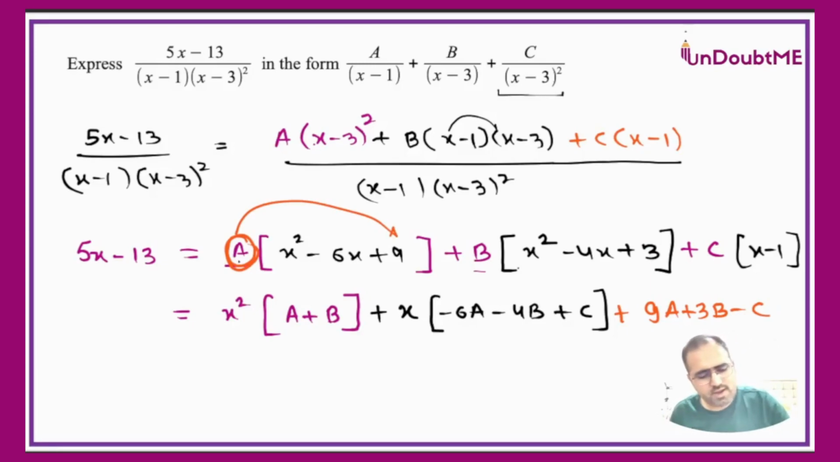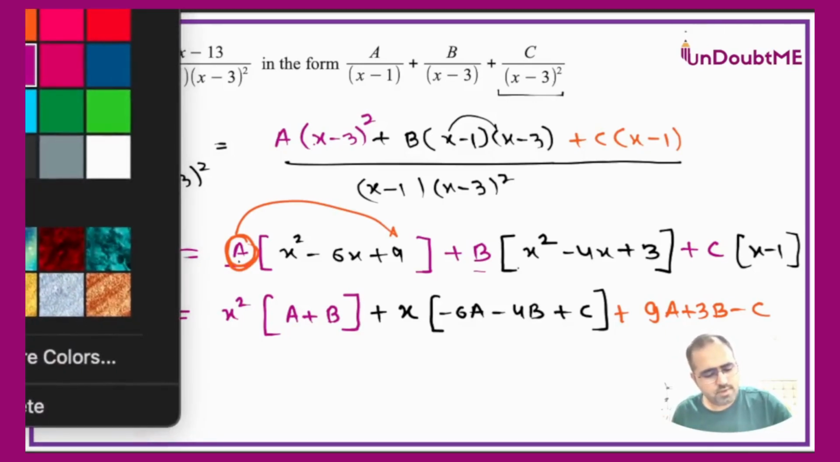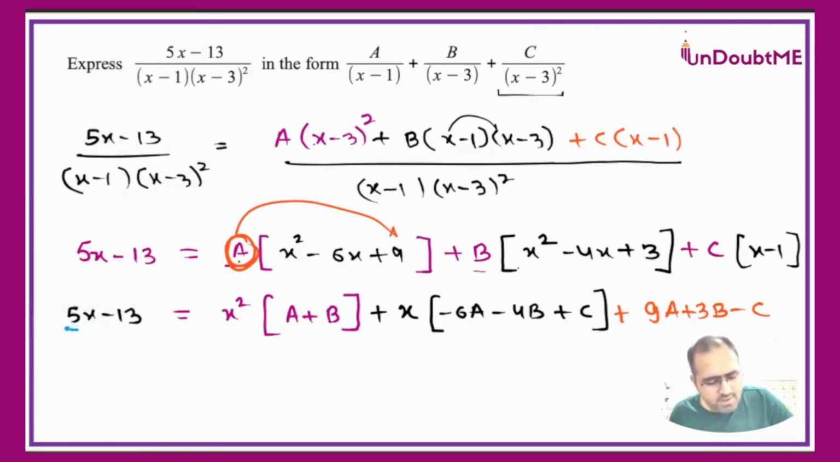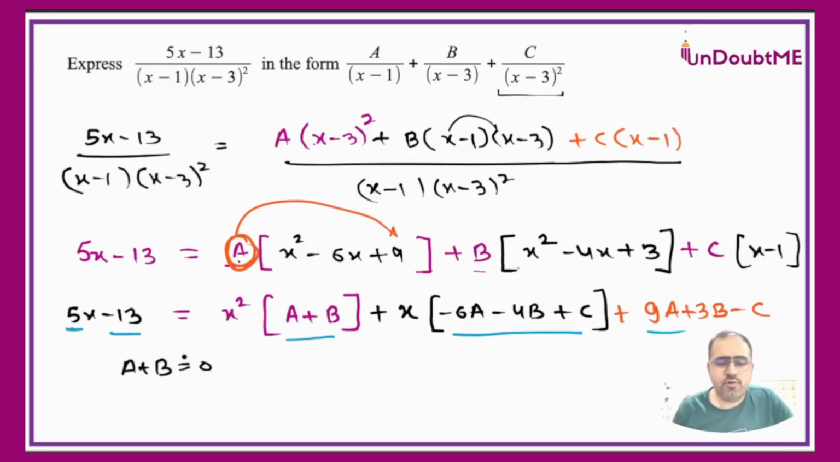We'll go back to the left hand side. In the left hand side, I have 5x minus 13. Now 5 will be compared with this whole thing. Minus 13 will be compared with this constant term. And we do not have anything for x square. So can anyone tell me what I should write for that? 0. Very good. So I will write a plus b is equal to 0. That is also one of my equations.